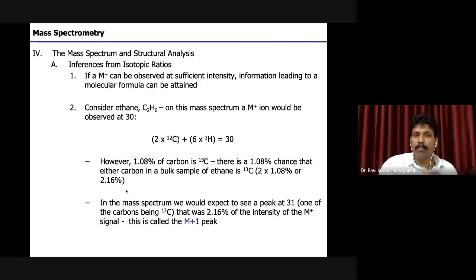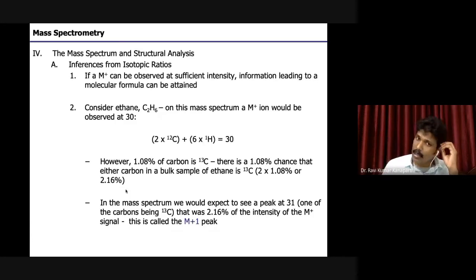Now here comes the discussion of interference or the isotope peaks. As I told you, carbon, hydrogen, and all the elements will have a certain amount of m+1.